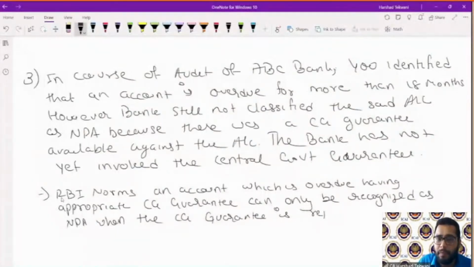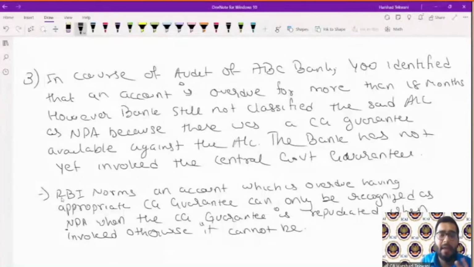Okay, they did when invoked. Means we asked the central government to honor the guarantee, but the central government denied on certain grounds that they cannot honor the guarantee because of XYZ reasons, and that guarantee was repudiated when it was invoked. Okay, so at that time only the account can be recognized as an NPA, otherwise it cannot be.